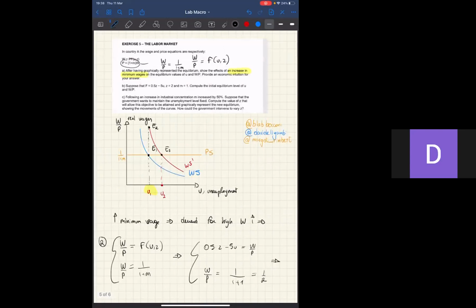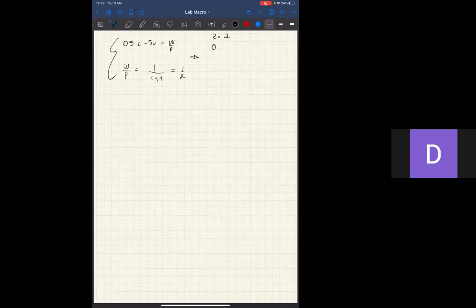And M was equal to 1. But yeah, we've already found it. So we have here that 0.5 times U minus 5 times U is equal to W over P. And here instead, W over P is equal to 1/2. So this just becomes one equation. Sorry, it would be 1 minus 5U is equal to 1/2, meaning that U is actually going to be equal to 0.1. And so these are the two equations.